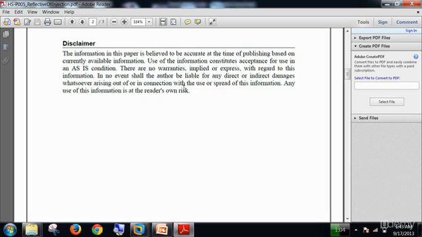So this was all about the theoretical aspects of the payloads, and in the next video we are going to look at some practical aspects of the payloads and generating them.